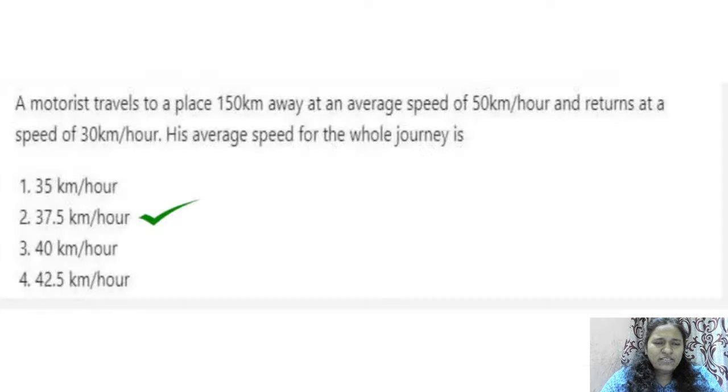Okay, friends, this is all about ratio, proportion, and some number series, letter series, and we saw rate, proportion, previous year's questions.